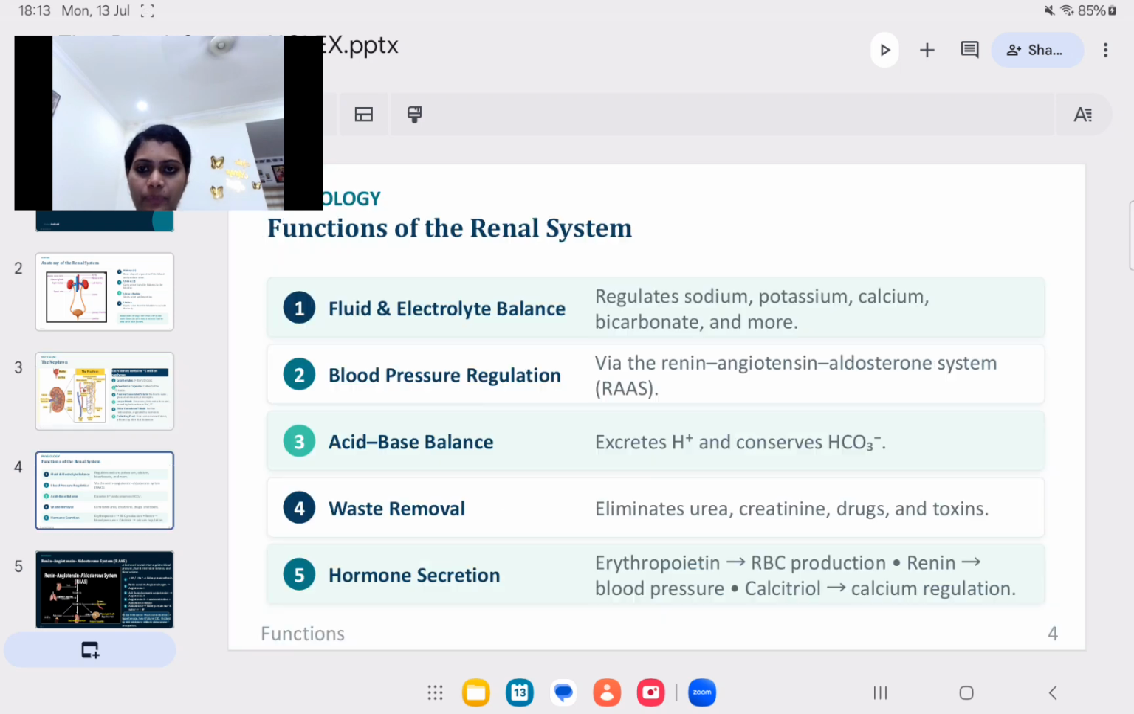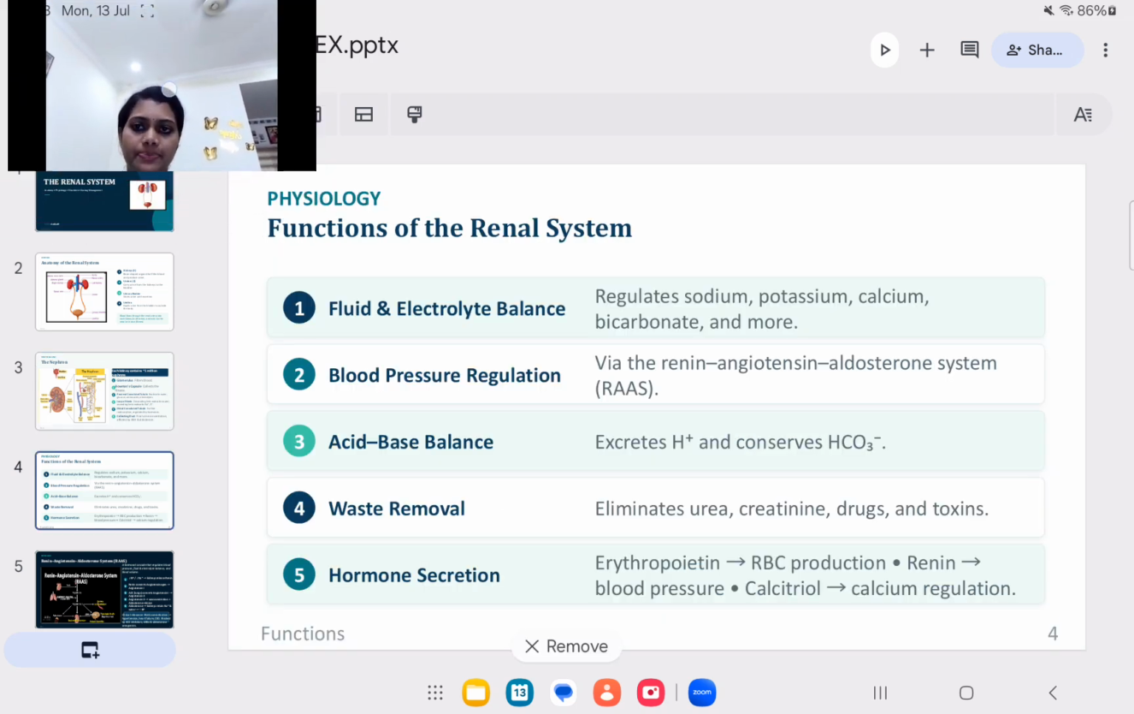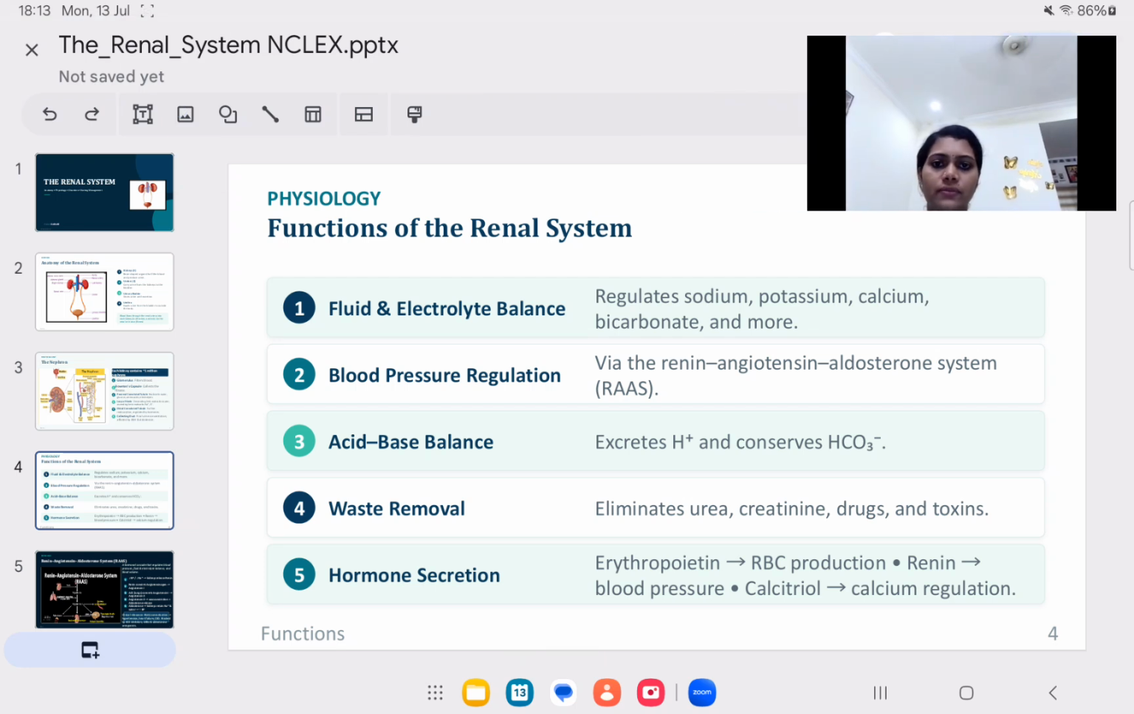Okay. Then we can go to the physiology. Physiology of renal system. The functions of renal system. The main function of renal system is to maintain the fluid and electrolyte balance.